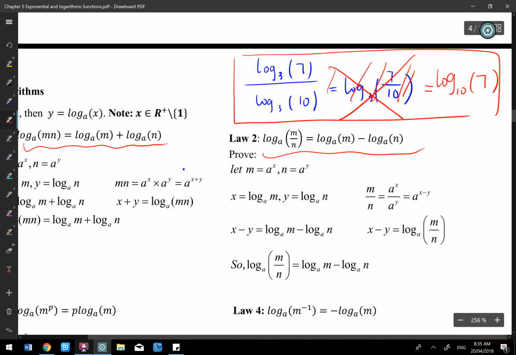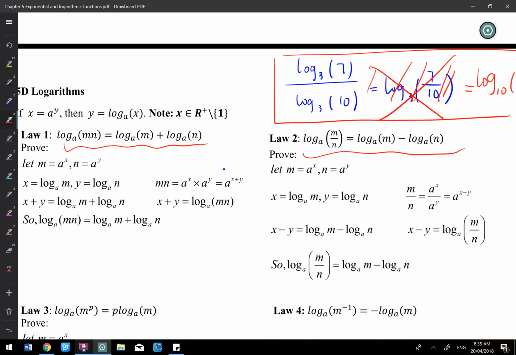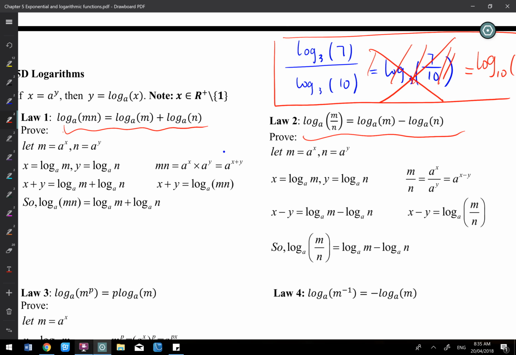Just remember, when you add two logs, the inner numbers can be multiplied together. When you subtract two logs, the inner numbers can be divided. That's the only way it should work.